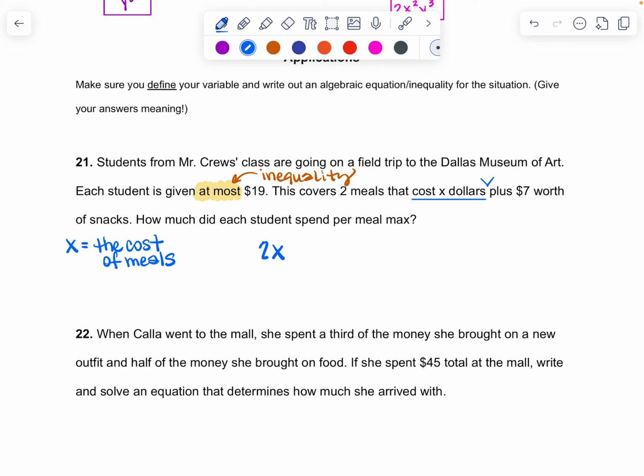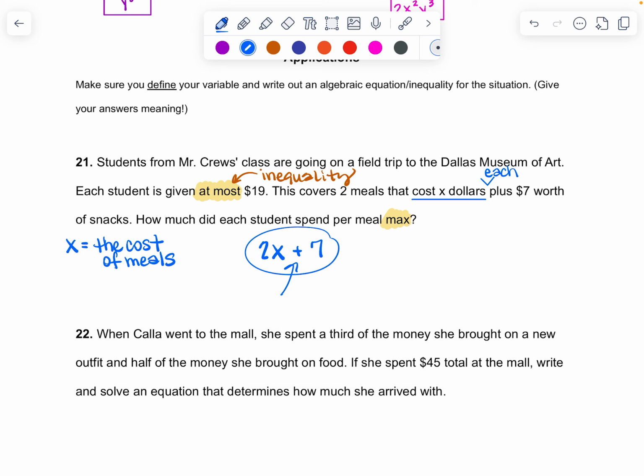I wish they would have put, I'm going to kind of put a word here because I don't really like the way this reads. Sorry. 2 meals that cost X dollars each is really what they need there. It's kind of misleading. I don't like the way that's written, so I apologize. This covers 2 meals that cost X dollars each plus the $7 they have for snacks. So how much do they spend per meal max? Okay, again, there's that max, short for maximum. That's another indication if you didn't catch it with the at most, right? Hopefully you catch it with the max, that it's an inequality.